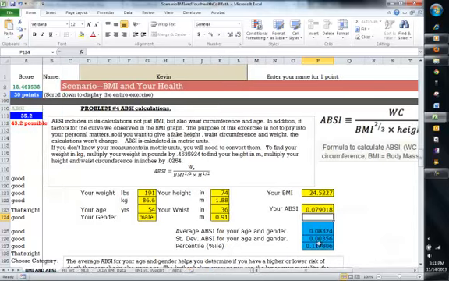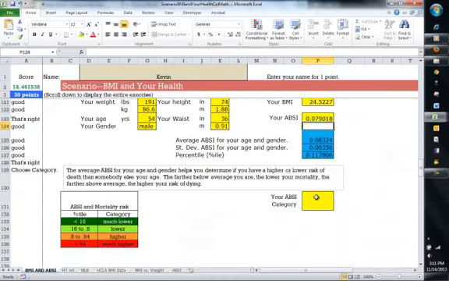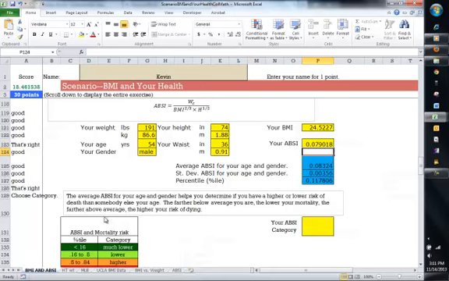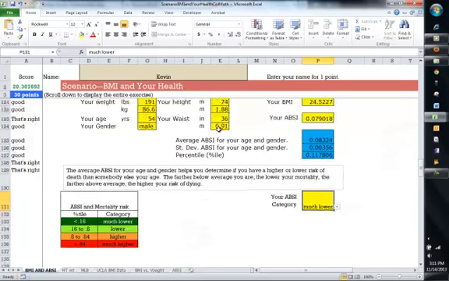All right, the average ABSI for my age is 0.08. Standard deviation is 0.005, so I'm in the 11th percentile for ABSI. The average ABSI for your age helps you determine if you have a higher or lower risk of death than somebody else your age. In my case, mine's 0.07, which means my category is much lower. If I get a big belly, I'm in trouble, because that will raise my ABSI.